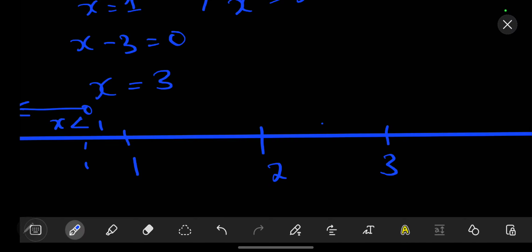We could have a 0 here. We could have -1. So in other words, as long as you are moving to the left, all the values are less than 1. So x is less than 1 at this point.